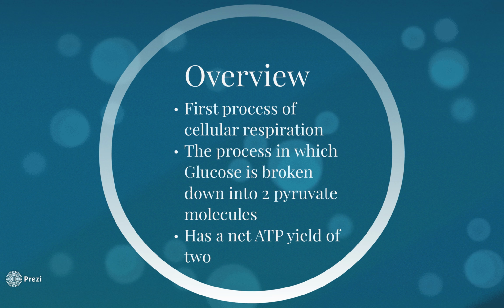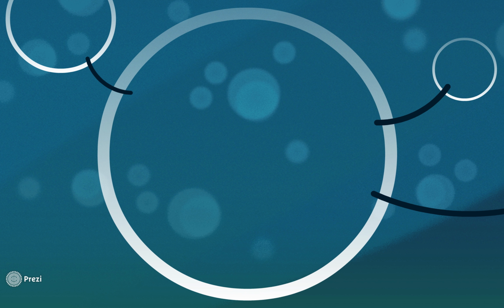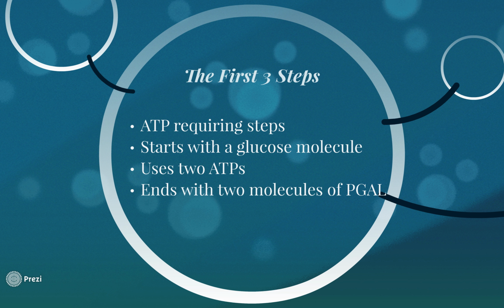And so the first three steps are called the investment steps because they are ATP requiring steps. They start off with a glucose molecule and then they use 2 ATPs and they end up with 2 molecules of glyceraldehyde 3-phosphate or PGAL.